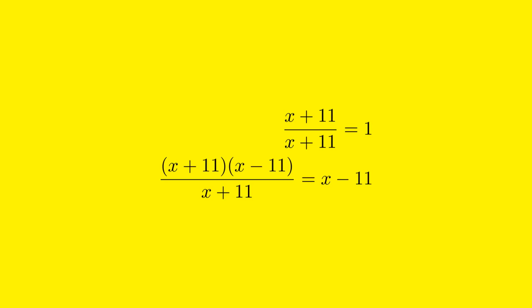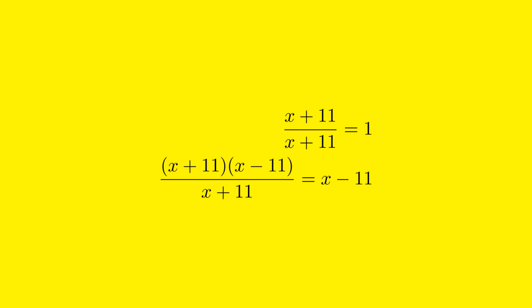Step 2. Now, observe that the expression has a common factor in both the numerator and the denominator, which is x plus 11. Since x plus 11 appears in both parts of the fraction, we can cancel out these common terms. This transformation simplifies the problem significantly. Thus, we are left with the expression x minus 11.